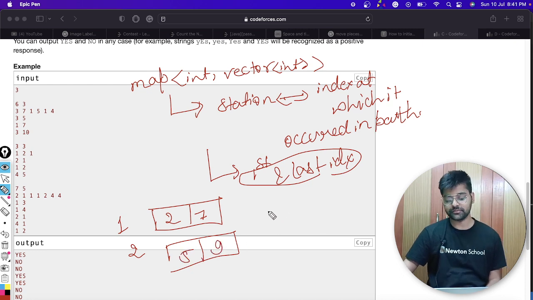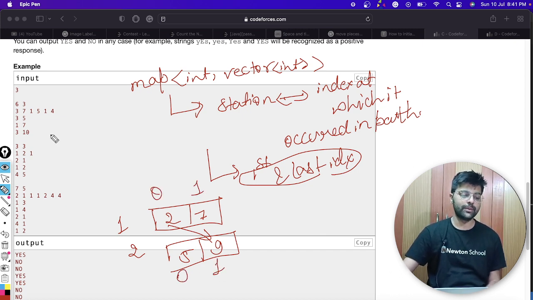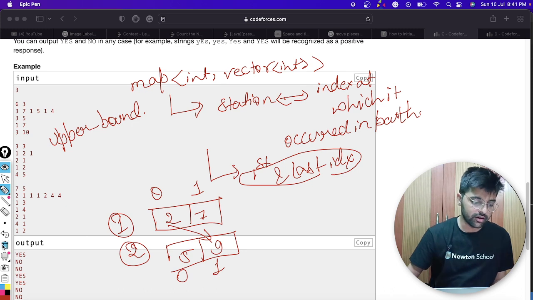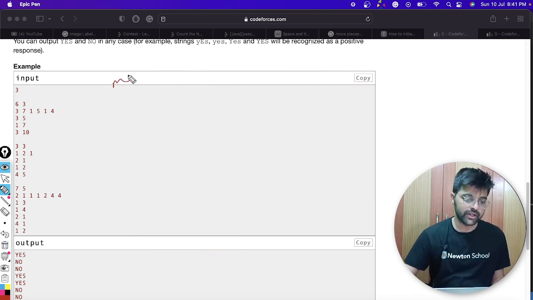9, right? And then we will compare; we will know the index 0 and 1, then it will be easier. I have used upper bound in my solution, but it will be better to only store these two values: first occurrence of this station and last occurrence, right? Then how will we store? We will have a map of vector that was pointing, right?